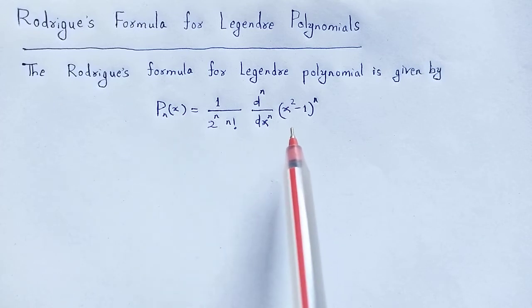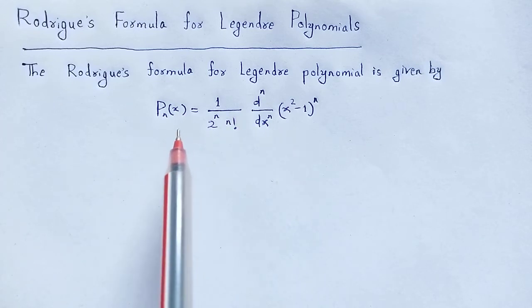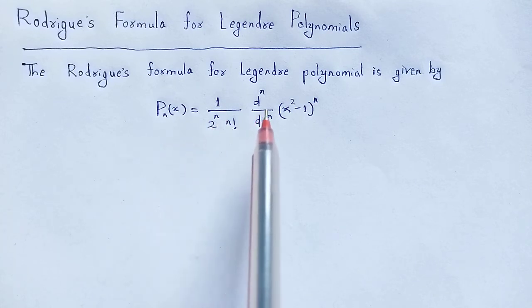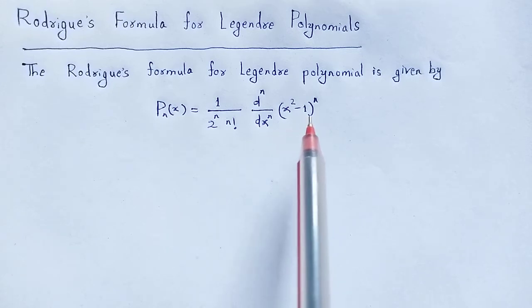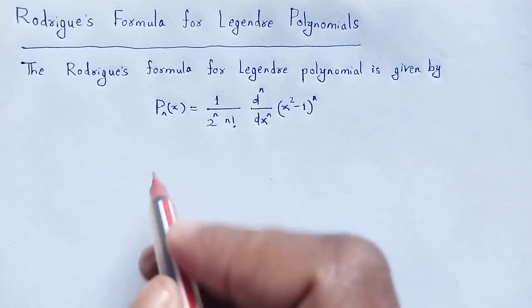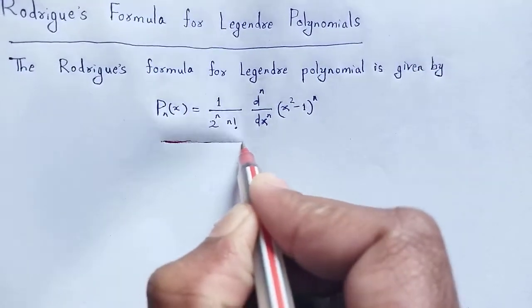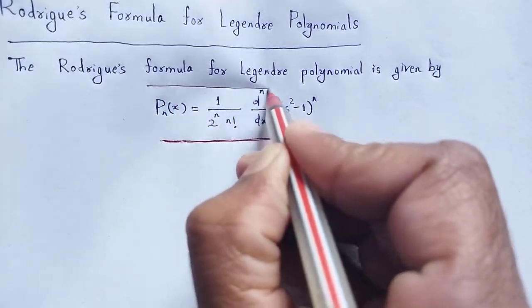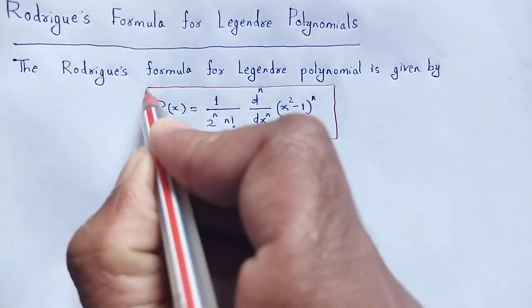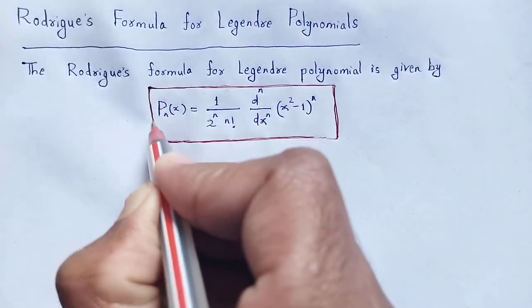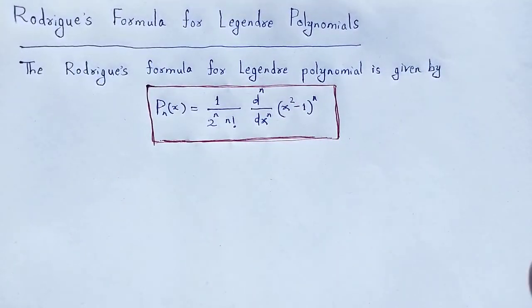That's the mathematical formula of the Legendre polynomial: Pn of x is equal to 1 by 2 to the power n factorial, dn by dxn of (x square minus 1) to the power n, that is, the nth order derivative of that term. This is the formula. Now we should prove that particular formula.